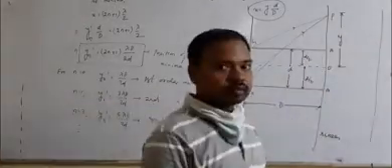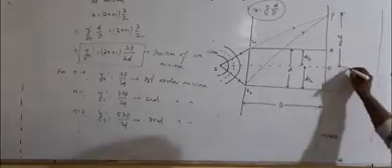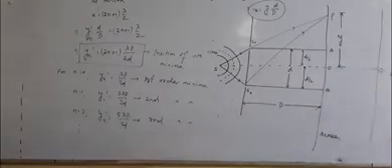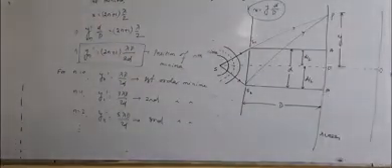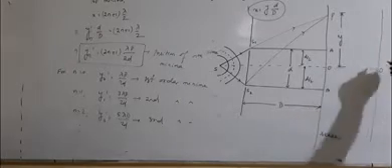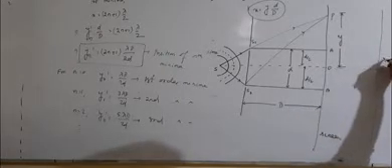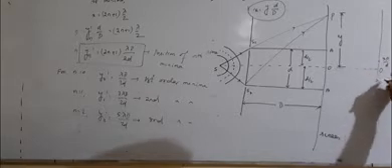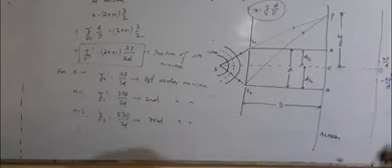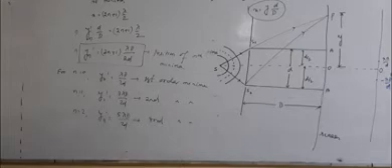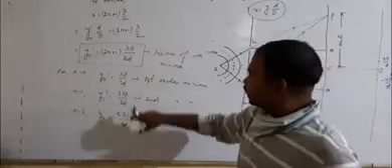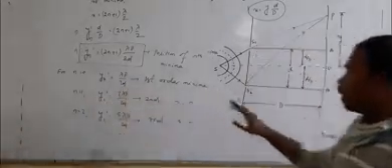this is the screen, this is the center of the screen, alternately maxima and minima are obtained. At which point maxima and minima are obtained? You see here, we have already calculated that at the position lambda D by d on both sides, we are getting one maxima. At the position lambda D by 2d, we are getting a minima.